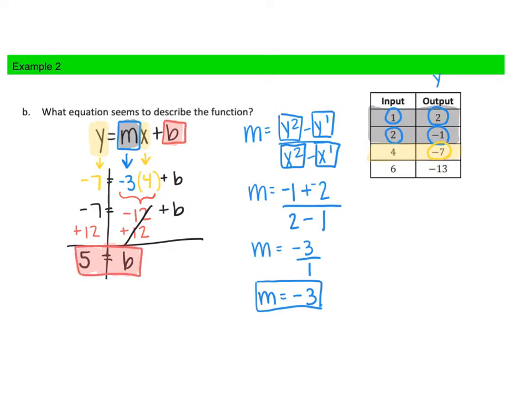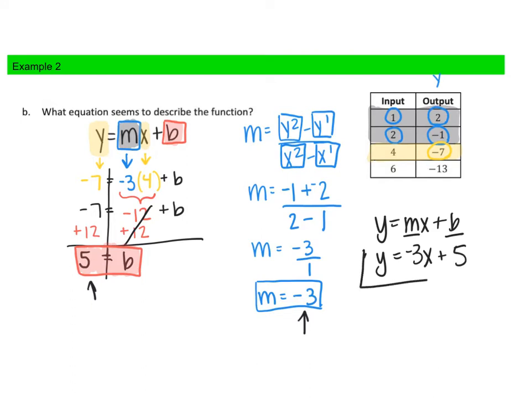And I'm just going to write this equation out. My new equation for this line is y equals mx plus b. I found my m, I found my b, so it is y equals negative 3x plus 5. So this is the equation for my function. Let me know if you have any questions about how I came up with that, how I found m, how I found b, and then we will move on to the next screen, answer a couple more questions about this.